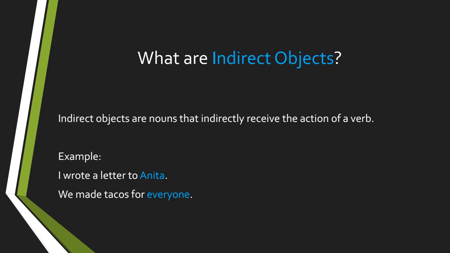In the next example, we made tacos for everyone. Well, it's pretty obvious what we made. So tacos is our direct object, right? We didn't make everyone, we made tacos, but we made those tacos on their behalf. We made the tacos for everyone. So everyone is indirectly receiving the action of the verb made. So Anita and everyone are our indirect objects.